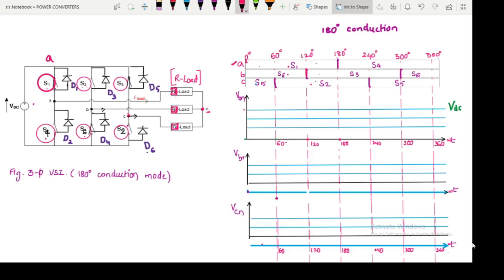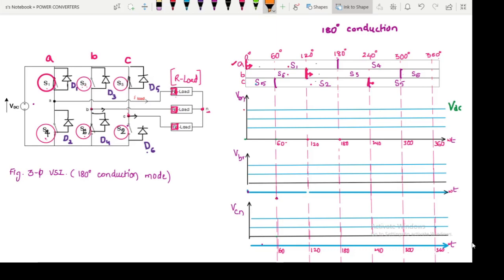The B phase is being contributed by S3 and S6 here, you can see this is the B symbol. After 120 degrees, like here, this is 120 degrees, right? S3 will start conducting. After 120 degrees from S3, S5 will be conducting, which is contributing the C phase. This is how we are going to get the 3 phase supply, which is displaced by 120 degrees from each phase.